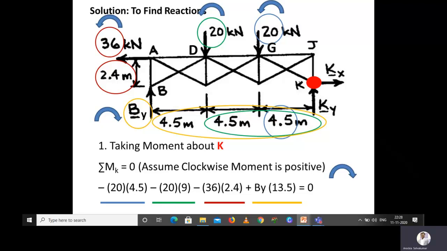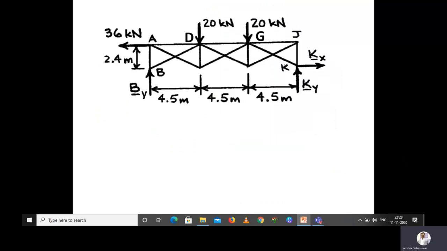So once we are substituting this and then equating to 0, then we will calculate the value of By, that is 26.4 kilonewton. So based on our calculation, the answer what we got in positive, so our assumption is correct, that is By is acting upwards. So next one, after calculating the reactions at point B, that is By we have calculated, now we are going to calculate the reactions at K, that is Kx and Ky.